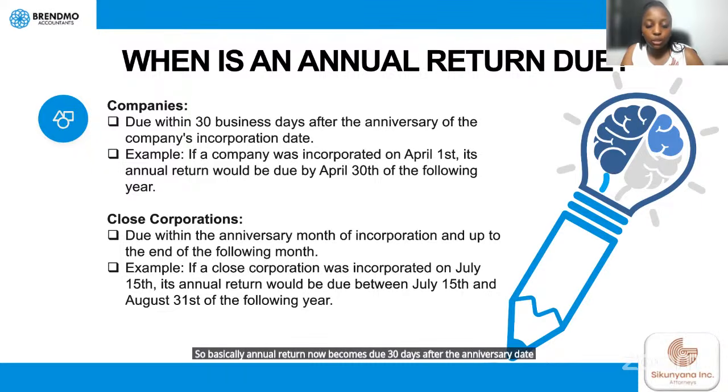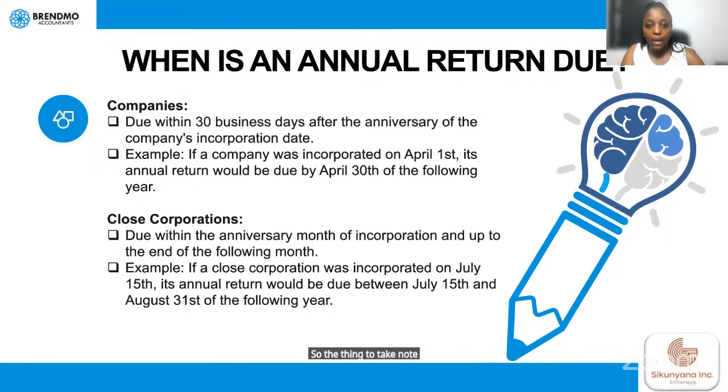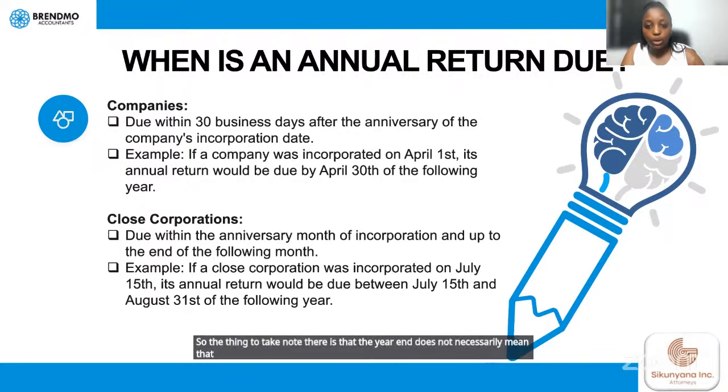So let's use a practical example. If it's a company and you're incorporated, that means if you have registered on the 1st of April, the annual return would be due by the 30th of April, which means 30 business days after the anniversary date. The thing to take note of there is that the year end does not necessarily mean that that's your anniversary date. Your anniversary date is the date at which the company was incorporated or registered.